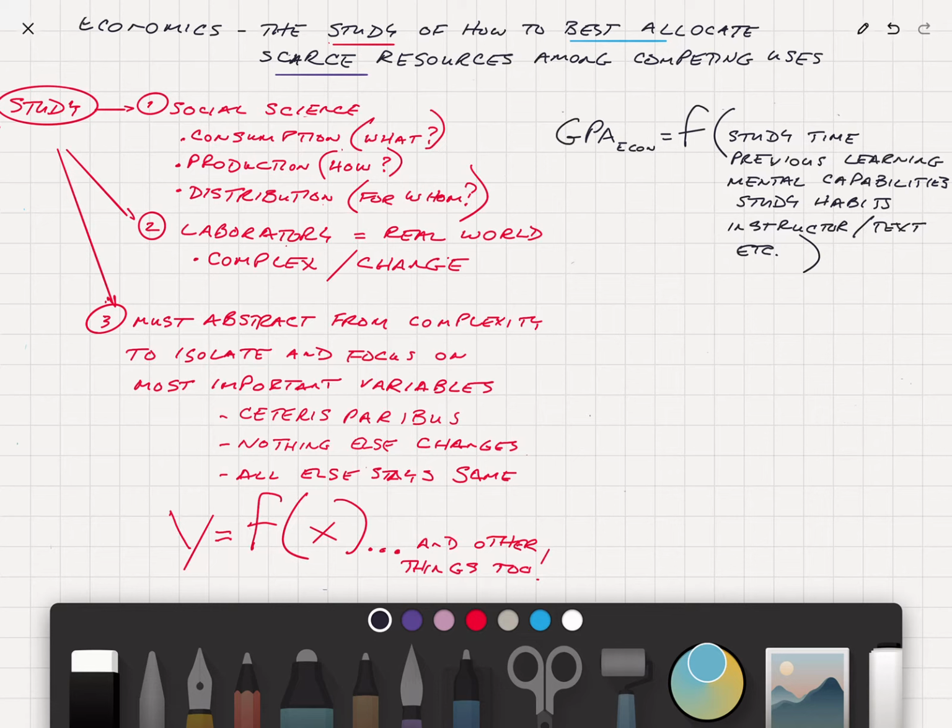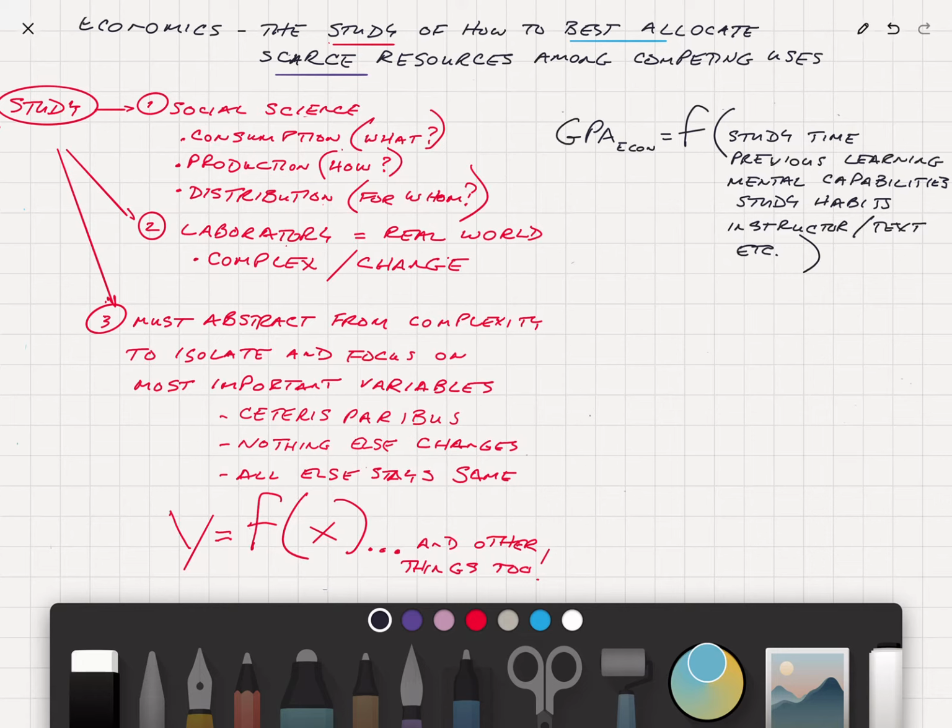This is what we do. This is a key important issue in this class, so this is an important lecture. Let's start off by looking at the scarcity definition of economics. Economics is the study of how to best allocate scarce resources among competing uses.